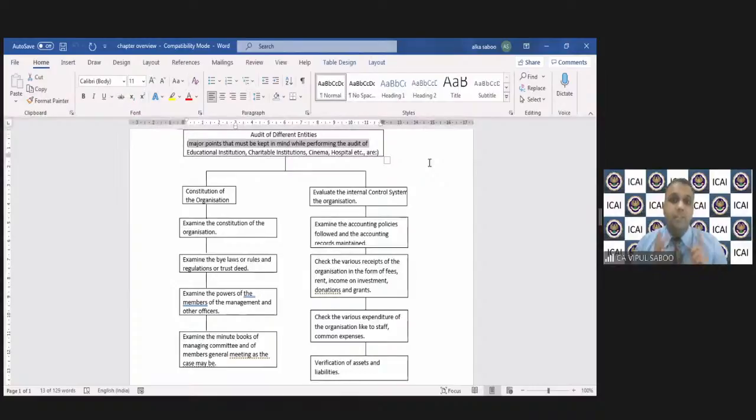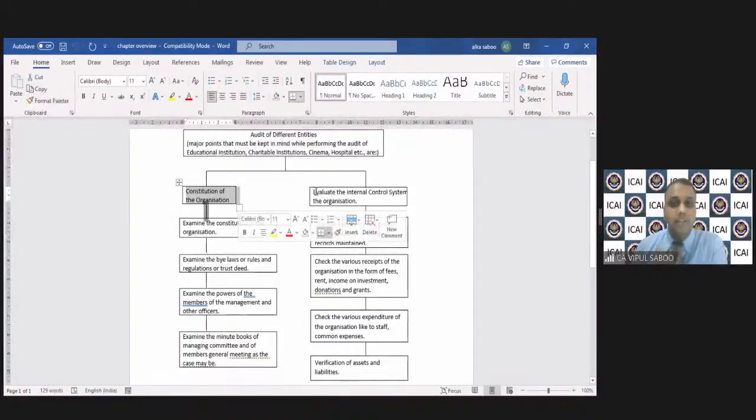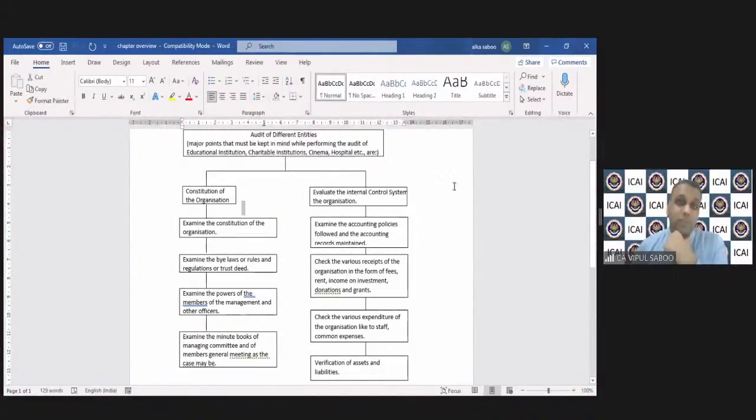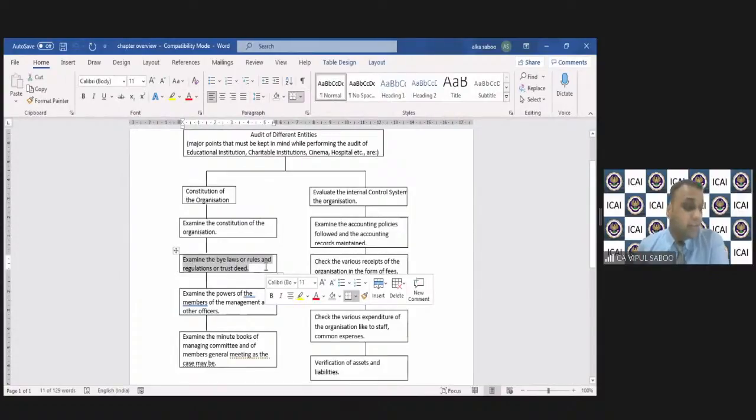What are these? The first part is the constitution of the organization. And the second is evaluating the internal control system of the organization. So what is there in the constitution of the organization? Examine the constitution. What do you mean by constitution? What form of business is the entity? Like it's a sole proprietor, a partnership, LLP, or company. What form is it? Then examine the bylaws or rules, regulations, trust deed.